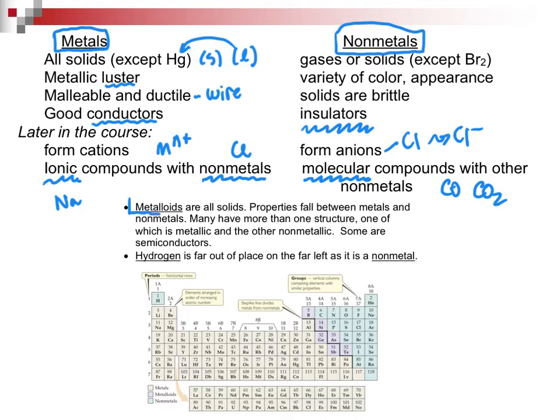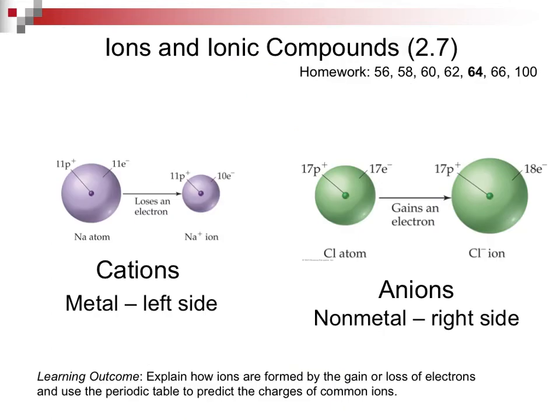The third group are the metalloids. Metalloids are all solids. Their properties fall between metals and nonmetals. Many have more than one structure. Some are metallic, some are nonmetallic, some are semiconductors. We all cannot live without our devices, and our devices are based on silicon, and silicon is a metalloid. The other thing they sometimes like to ask on an exam is hydrogen. That is considered a nonmetal. We'll go deeper into that in chapter 7. But if you can, please set in your mind what these different properties are, so if asked a word question, you breeze through it, okay?